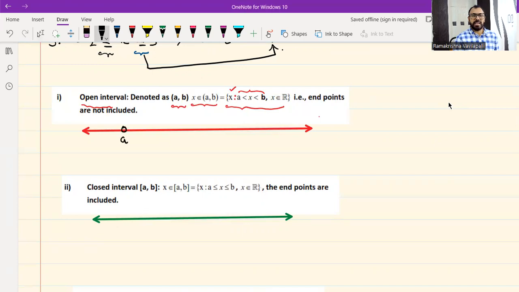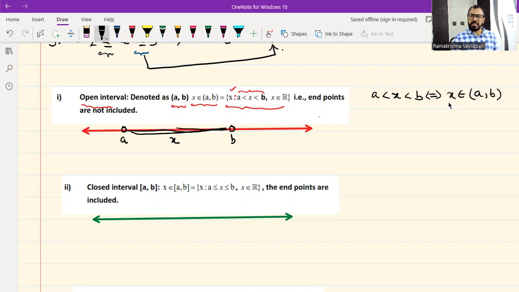So I'll just circle a and b. So x takes values between a and b. X can take any value between a and b. Therefore I can write that a less than x less than b, we can write that x belongs to open interval a comma b.